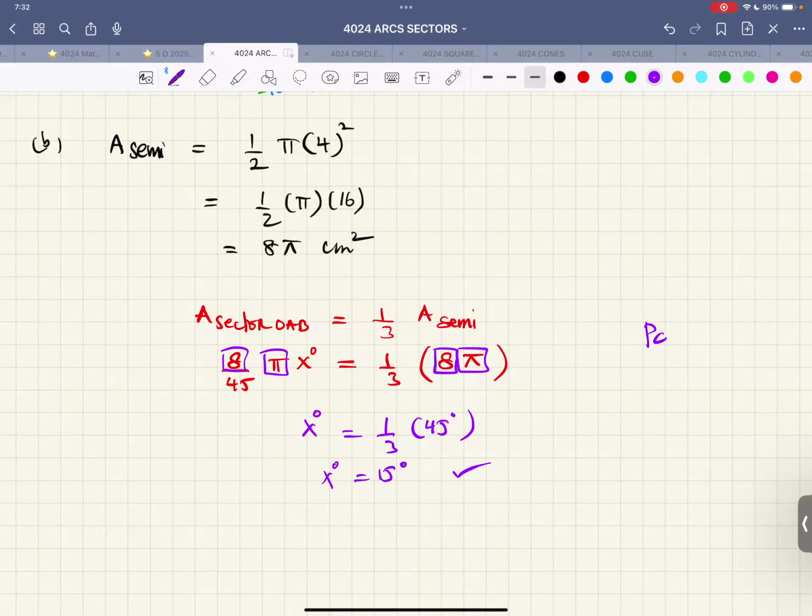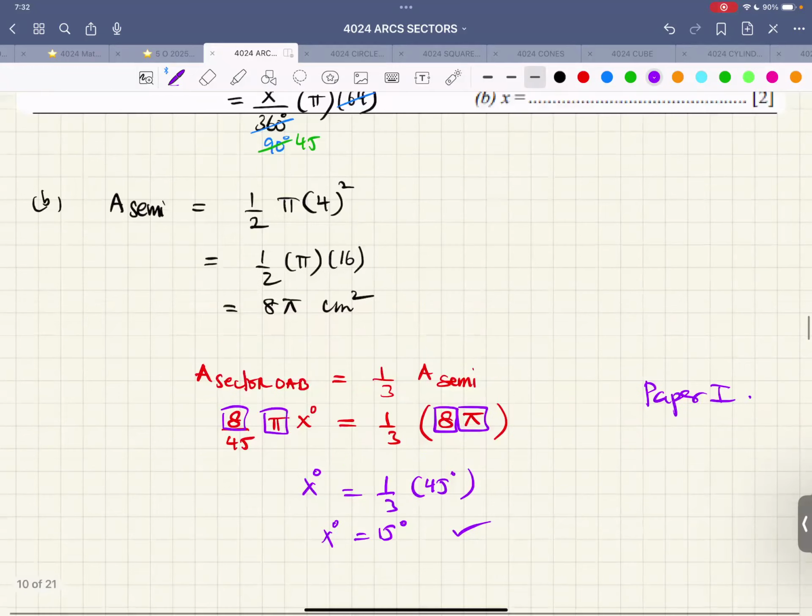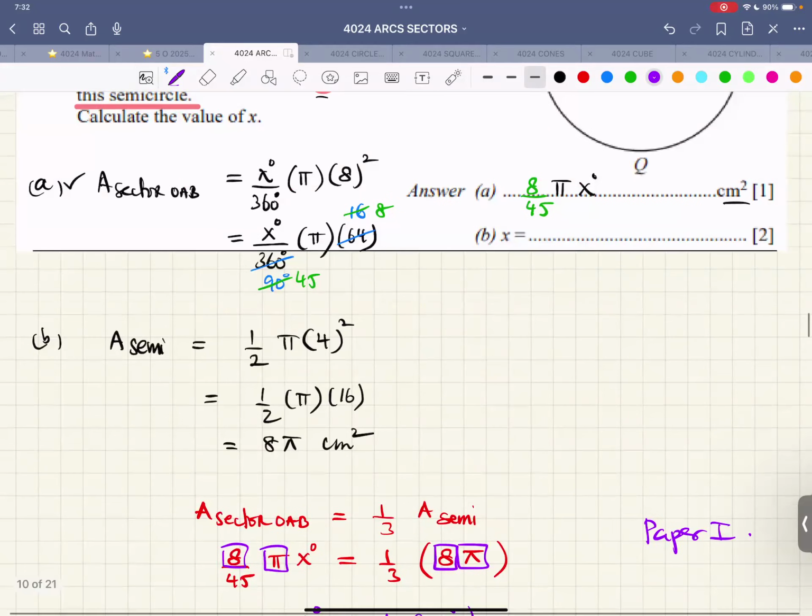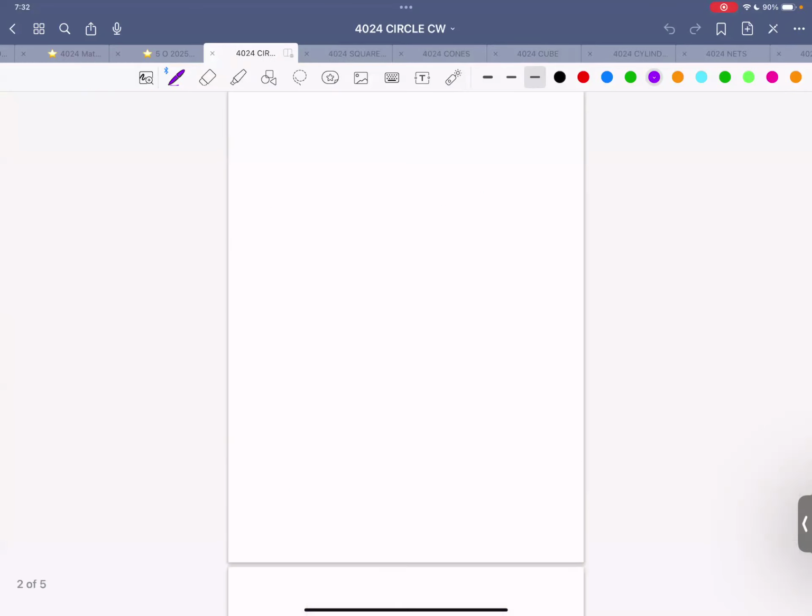So this is paper 1 question without the calculator, no issue. So now this is paper 1 conceptual question. I think it's all good, all clear. So I think that's enough of arcs and sectors, and naturally rest you can watch in that video on YouTube, and do write some comments over there, whether how much you found it useful.